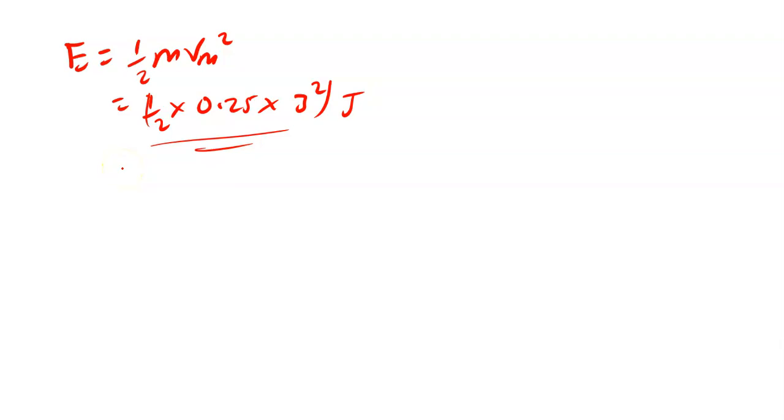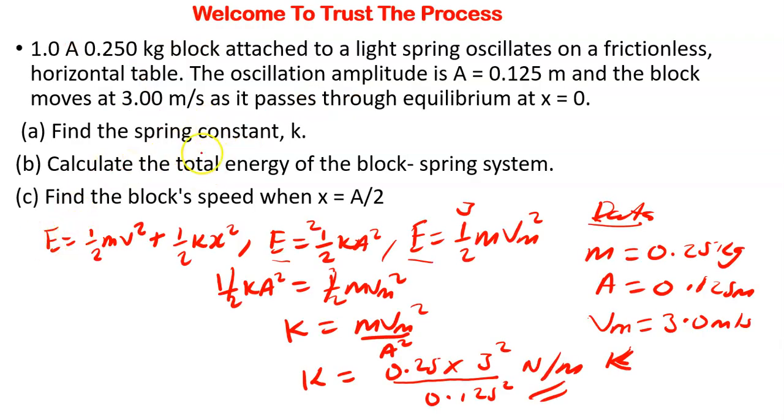Then the last question is saying, find the block speed when x is equal to a over 2. So how do you find the block speed when x is equal to a over 2? You can use equation 1, and combine it with any of the two equations. So we can combine it with equation 2.